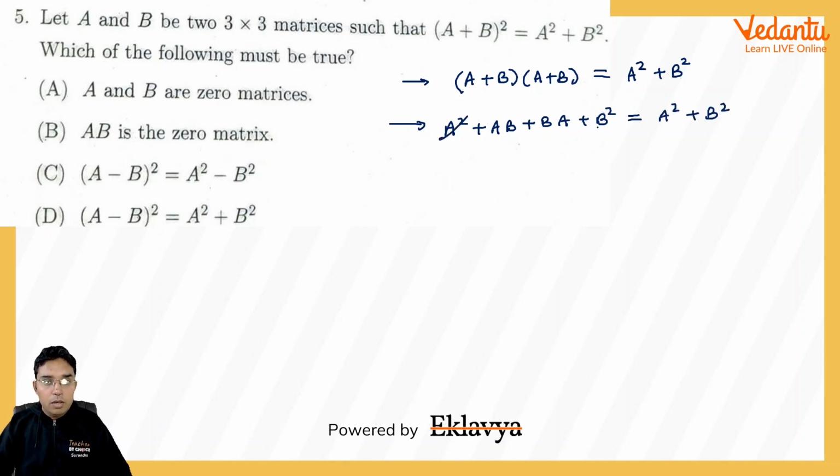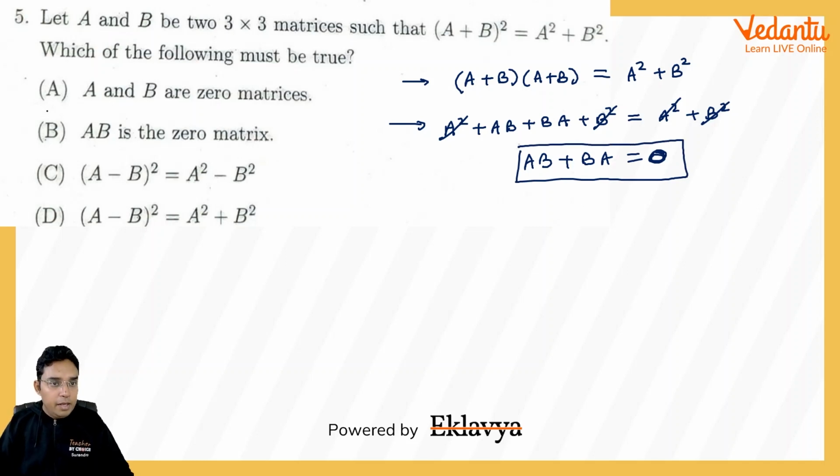As you know, matrix multiplication is not commutative in general. So AB plus BA will be 0. You cannot say that AB plus BA will become 2 times AB. We can just conclude like this only. And this 0 is a null matrix. Okay, that is what we have found.